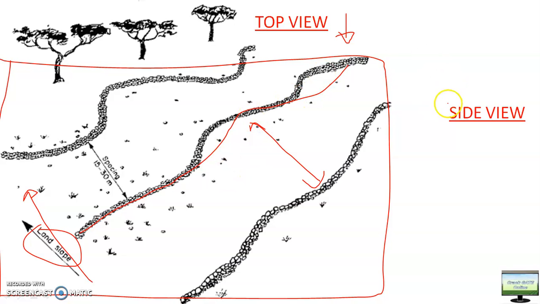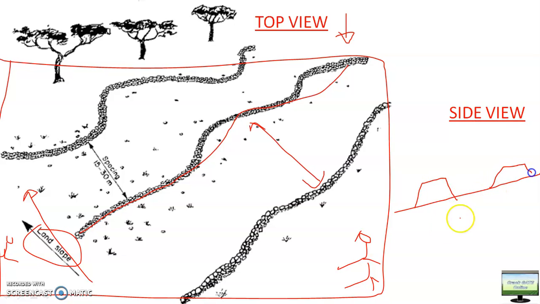If I ask what the side view will be, how will it look when you watch it from the side? Suppose you are standing here and watching this bund, how will it look? This will be the land slope, and you will not see the length of the bund; rather, you will see the cross section of the bund. So it will look like this.